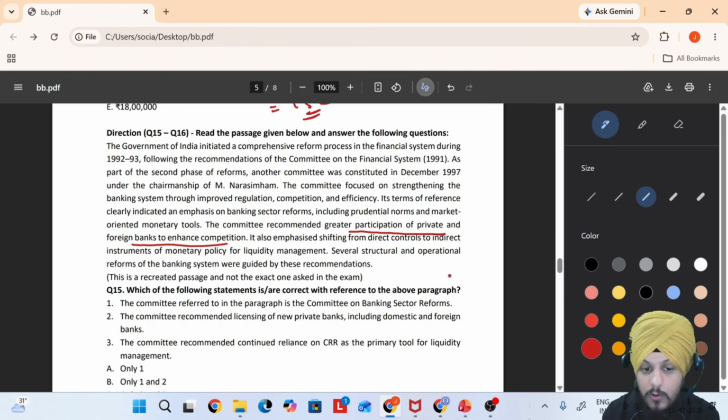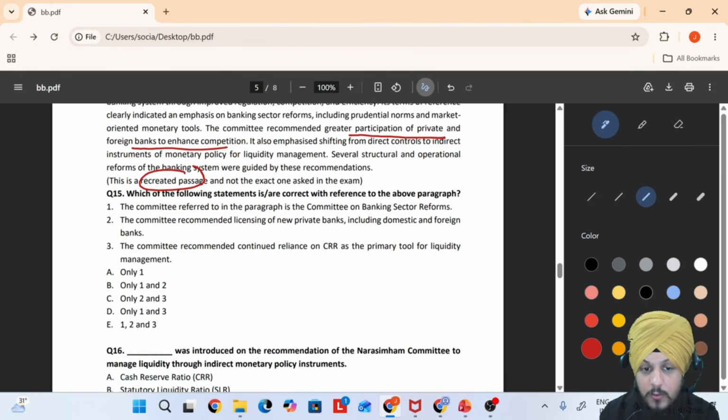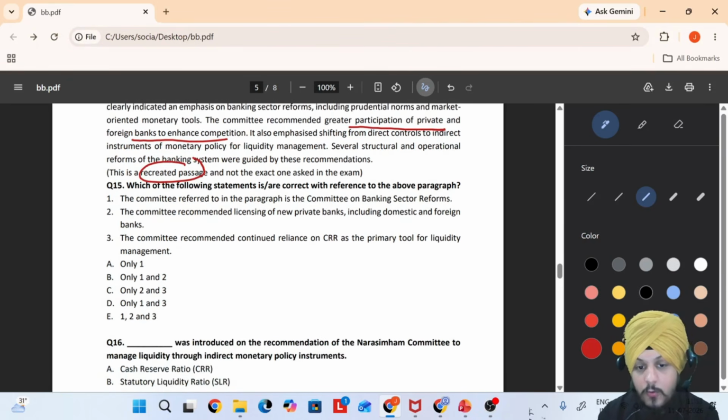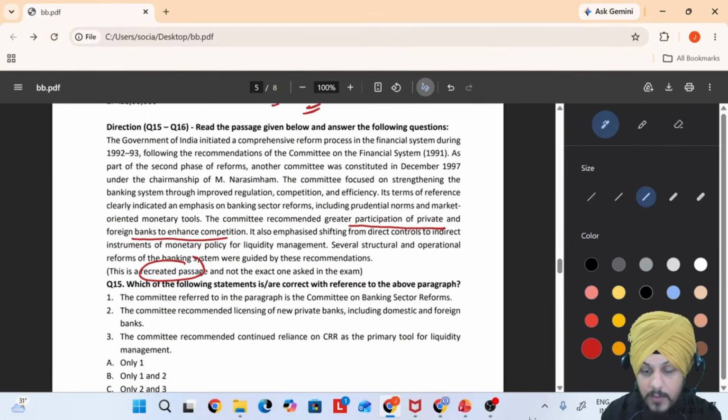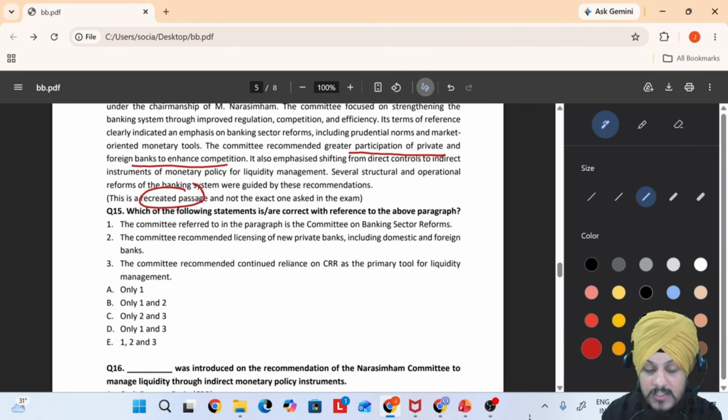Right now, although this is a recreated passage, in the exam also a similar type of passage was provided. So based on that, the question says: which of the following statements are correct with reference to the above passage? For statement number one, we know that the passage is talking about the Committee on Banking Sector Reforms, which is also known as the Narasimhan Committee, right?